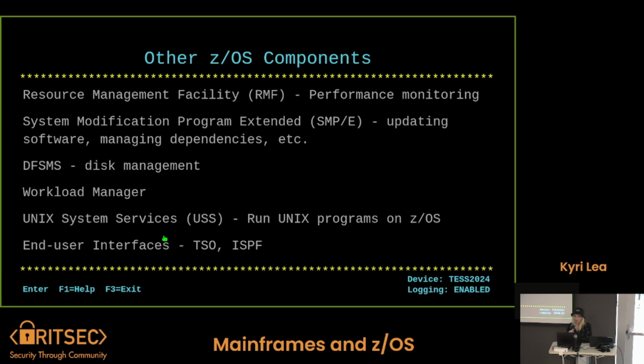There's DFSMS, which is the disk management program. This makes sure that there's backups, can perform data migrations or do copies, and it manages I/O between where the data is actually stored and the mainframe. The workload manager just helps prioritize transactions and sharing the resources. I talked a little bit in the SSH section about Unix System Services, which allows you to run your Unix programs. And then there's the end user interfaces like TSO or ISPF.